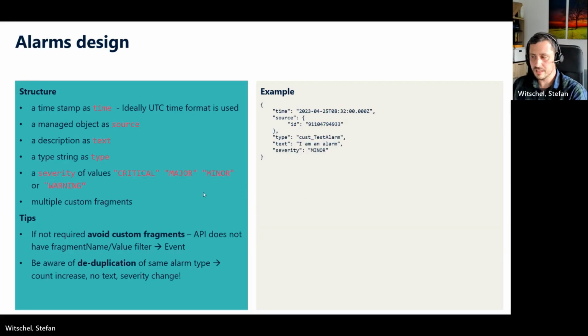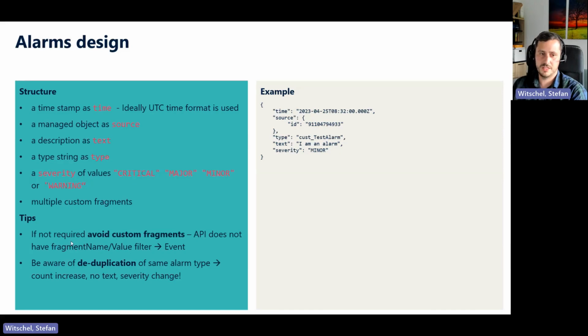Okay. Let's talk about the alarms design. Alarms need a timestamp and a source, again a managed object. Here we have also, similar to the events, a text, and we have a type. And this is special for the alarms: we have a severity, which is an enumeration of the following values: critical, major, minor, and warning. Also, you can add multiple custom fragments to the alarms, similar to the events.